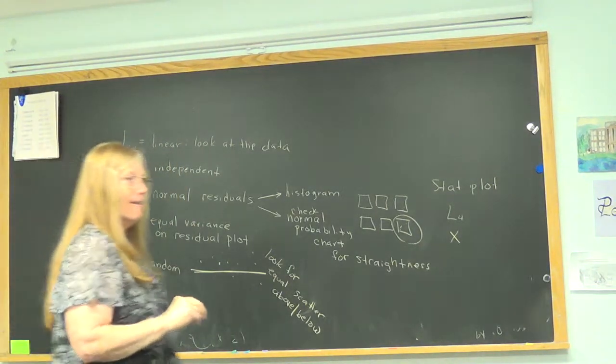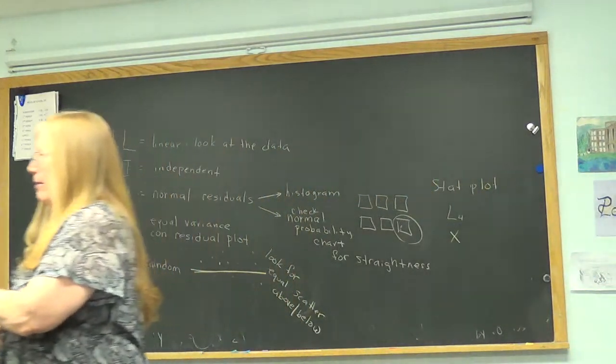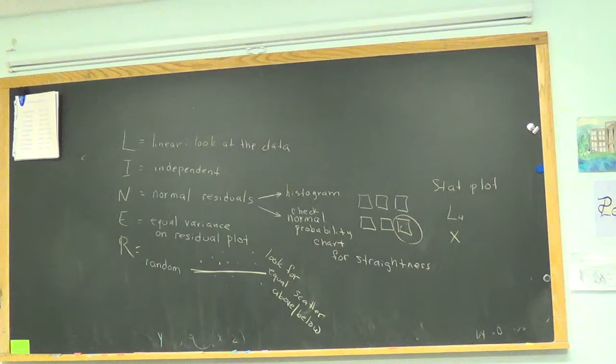Data list L4. All right, so see how straight Haley's is? That means the residual data is normal. See this one? This is what you're trying to get.